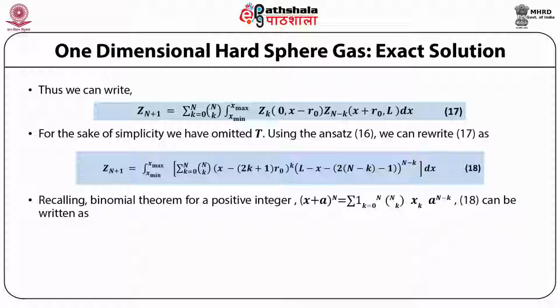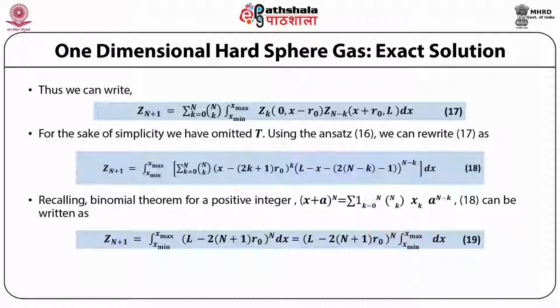Recalling binomial theorem for a positive integer, x plus a raised to power n is equal to summation over k is equal to 0 to n, binomial coefficient nk, x raised to power k, a raised to n minus k, can be written as Zn plus 1 is equal to integral from x minimum to x maximum over l minus 2 times n plus 1 r naught whole raised to power n dx, which is equal to l minus 2 n plus 1 r naught whole raised to power n multiplied by integral from x minimum to x maximum over x.